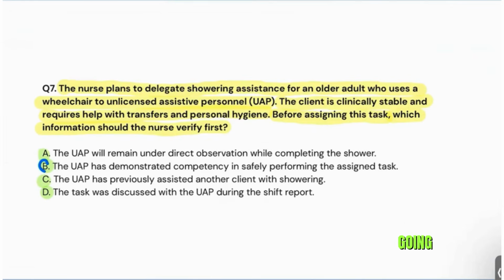The best answer is going to be letter B. The nurse must ensure that the UAP is competent to safely perform the delegated task.